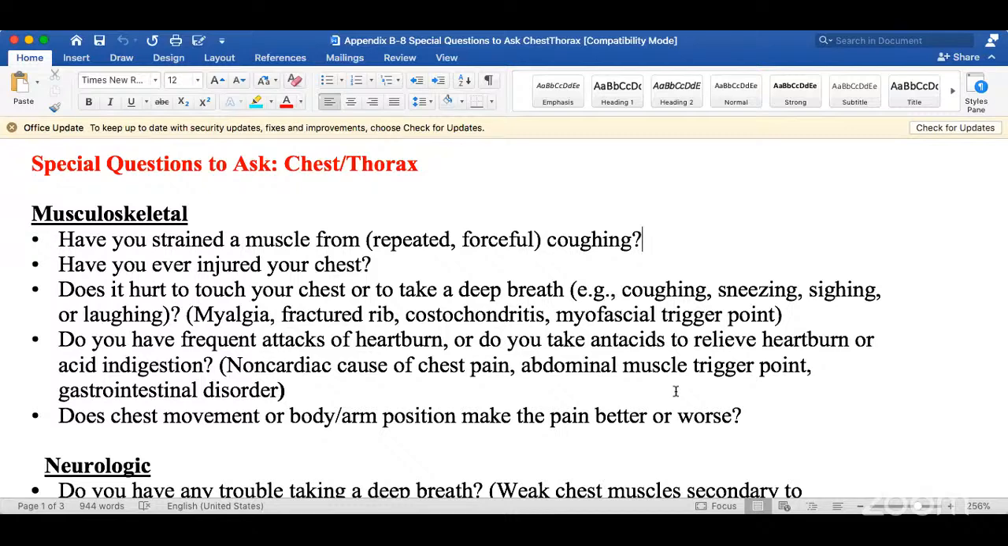So if you ask, do you have frequent attacks of heartburn, or do you take antacids to relieve heartburn or acid indigestion? So non-cardiac cause of chest pain, abdominal muscle trigger point, or gastrointestinal disorder. So you don't have this, and the patient still has pain in the chest. It could be any of this, because when you have gastrointestinal disorder, it can give symptoms that are in the chest, and you'll be thinking that it is a musculoskeletal problem, but it is not. It is coming from the gastrointestinal.